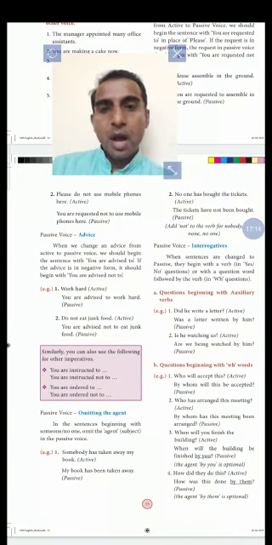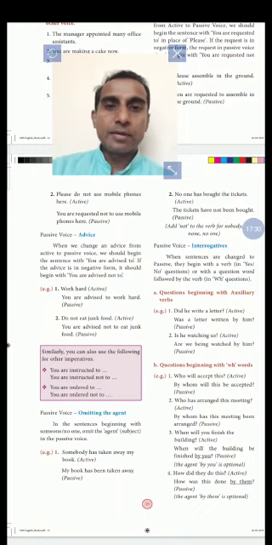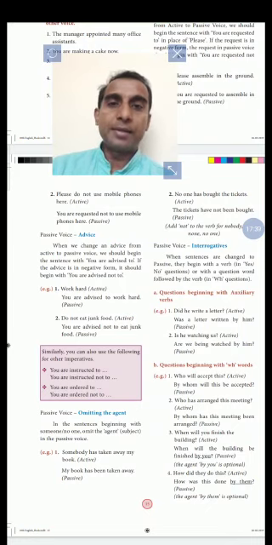Okay. Then how will you use questions beginning with WH words? Example, who will accept this? Into passive. By whom? So here the question WH will come in the beginning itself. By whom will this be accepted? Then another example. Who has arranged this meeting? By whom has this meeting been arranged?